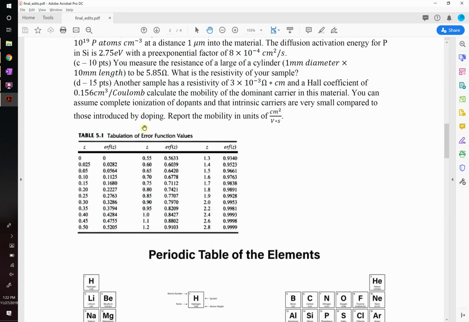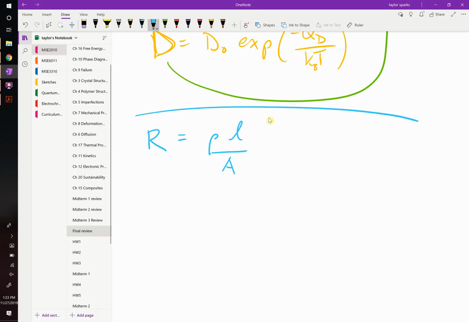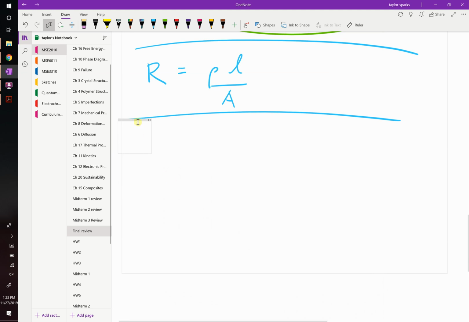How about this one? It says another sample has a resistivity of 3e to the negative 3 ohm centimeters. So now it's giving you a resistivity. It says, and a Hall coefficient of some number. Calculate the mobility of the dominant carrier in this material. You can assume complete ionization of dopants and that intrinsic carriers are very small compared to those introduced by doping. Report the mobility in these units. So a lot going on in this question. First off, when we say that intrinsic is far less than extrinsic, oh geez.